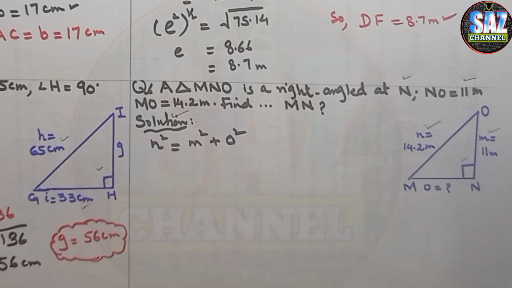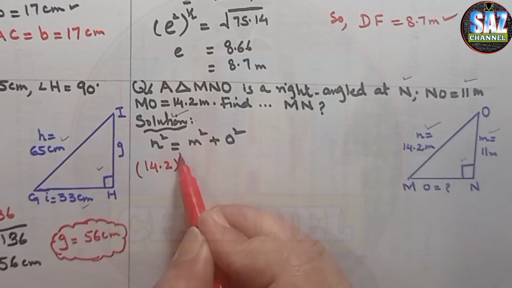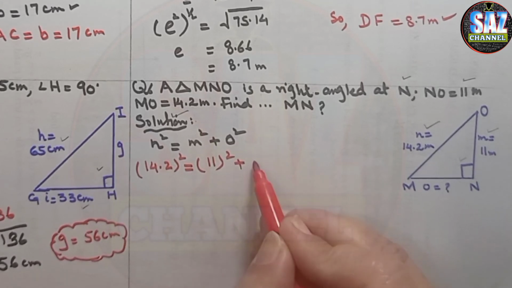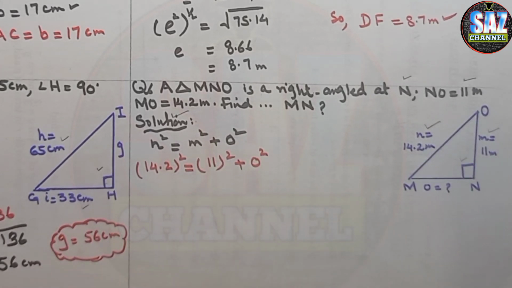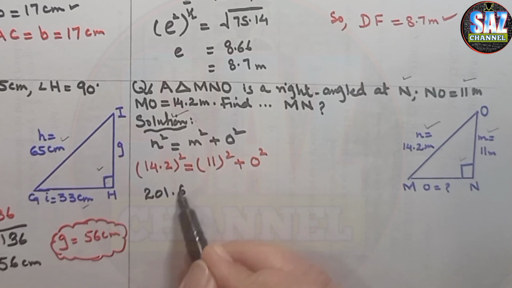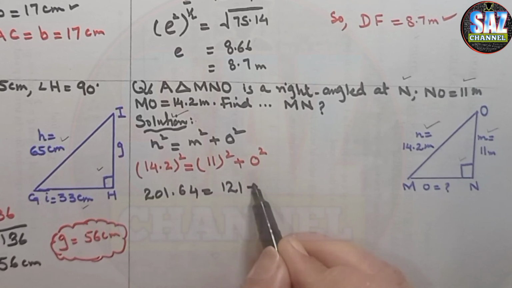Again in this question, we are given with the length n, which is the hypotenuse. n will be replaced by 14.2 and then square, and then m is 11 square, and o we have to find, so let it be as it is. Then quickly take the squares with the help of calculator. This is 14.2 square, and this gives me 201.64. 201.64 equals to 11 square is 121 plus o square.